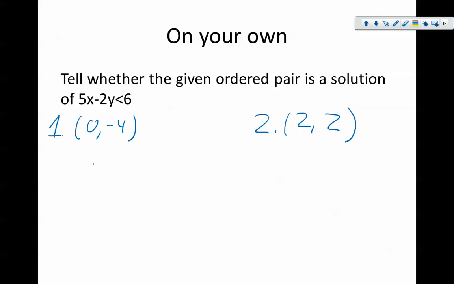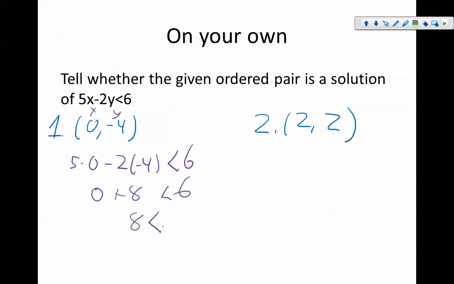Do they make true statements? So I'm going to replace the x and the y in the inequality, and then I'm going to see if the result is a true statement. So this is 0 plus 8 is less than 6, which means 8 is less than 6. True statement? No. 8 is not less than 6. 8 is, in fact, larger than 6. This is false, which means it is not a solution. It is only a solution if it makes a true statement.